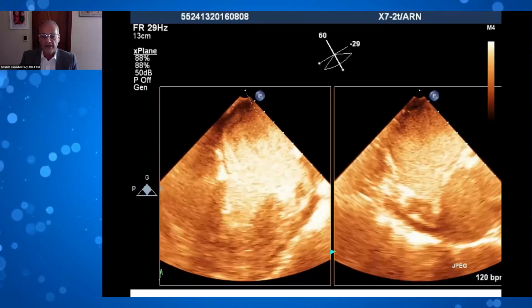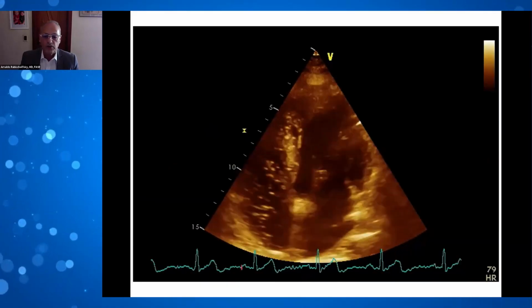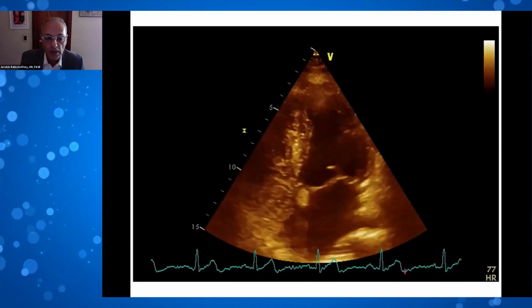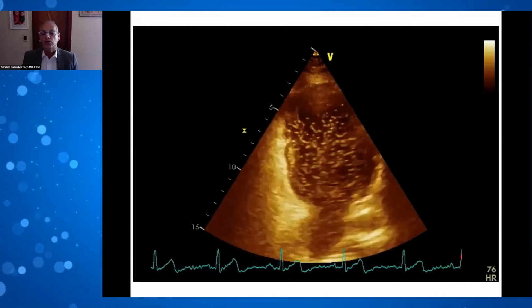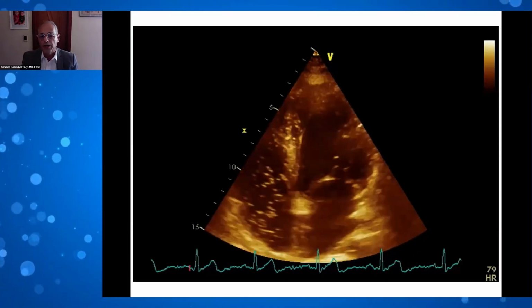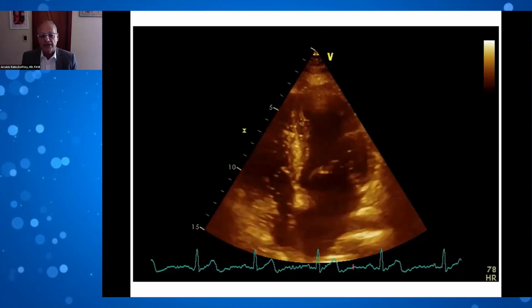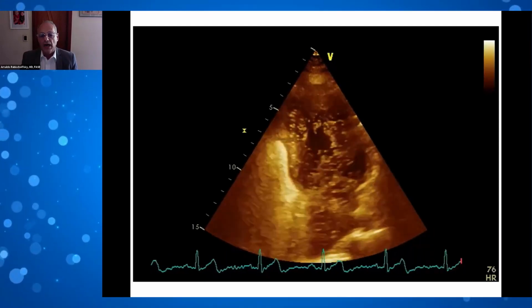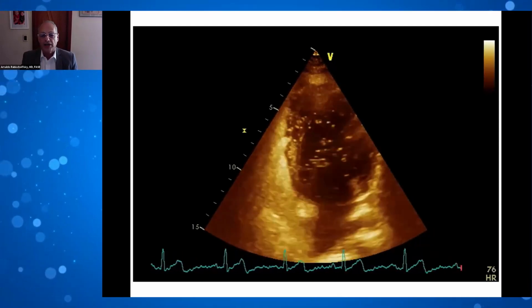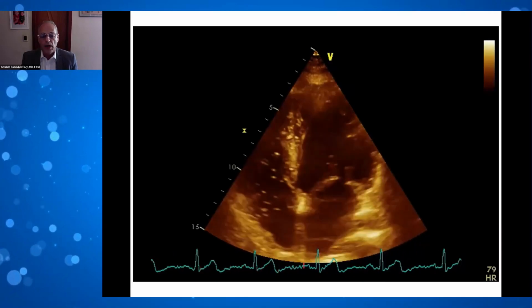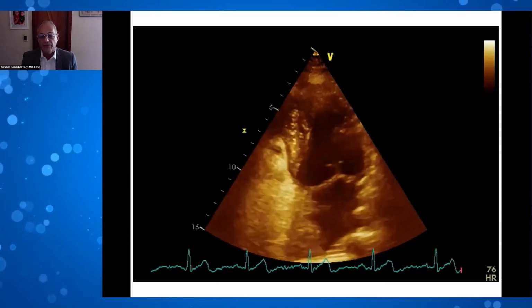And of course, we cannot forget to use the microbubbles, but this one is not commercially available. It's only agitated saline to detect a shunt, an intracardiac shunt. So a simple agitated saline can give this information.